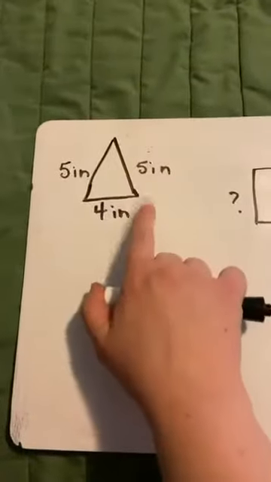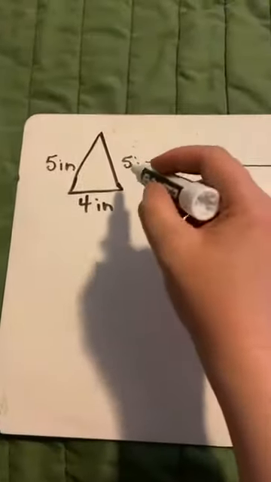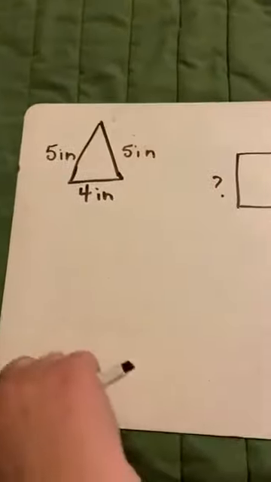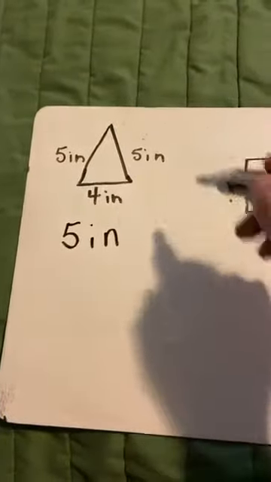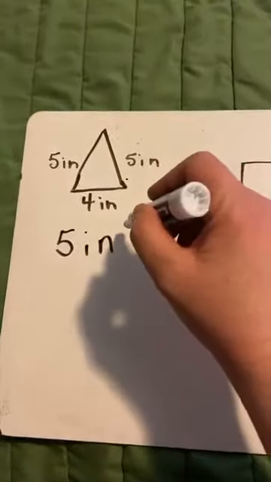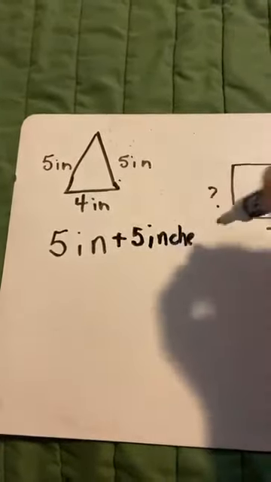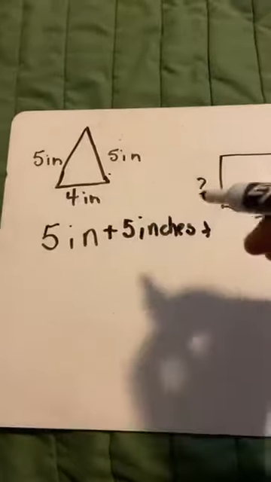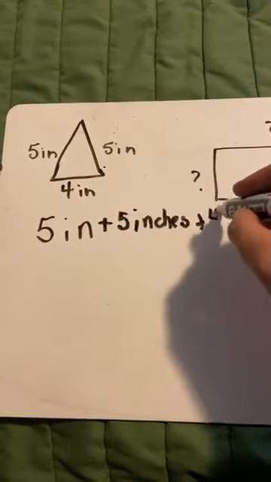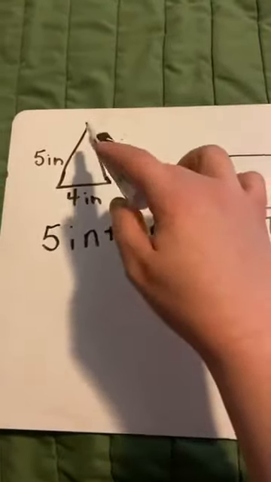Okay, friends, so today, to find the perimeter, I have my triangle. And remember, perimeter equals all the way around. So when I want to find out how far it is all the way around, I'm going to take all of my numbers. So I'm going to take 5 inches. Plus, how much is my other one? You're right, 5 inches. Plus, what's my last one? You're right, 4 inches. So I'm going to put 4 inches on here. Now I can add all of those up to find out how far is it all the way around.